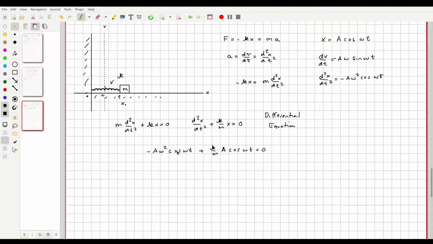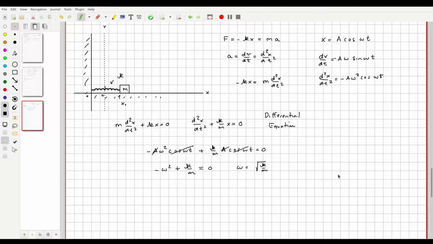But if you take a look here, there's a lot of cancellations that happen. And now I have an equation that tells me what omega is. Now remember, omega is my angular velocity or angular frequency. And in this case, if I solve for it, omega is going to be the square root of k over m.